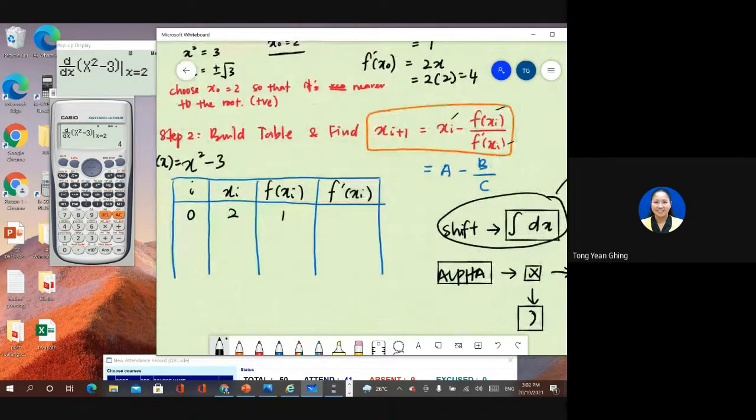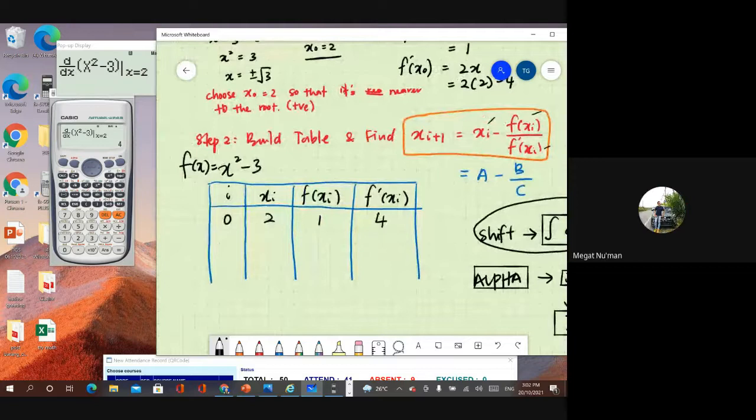So this means this is? Doktor, nak tanya. Ya, Mukat.